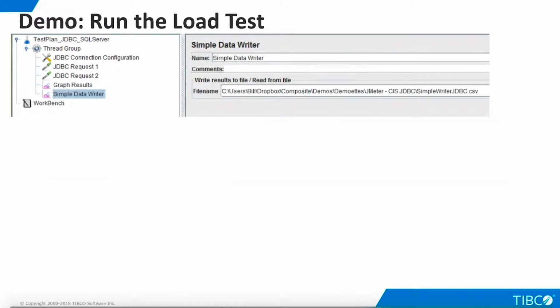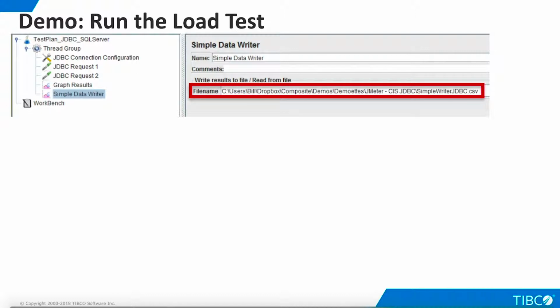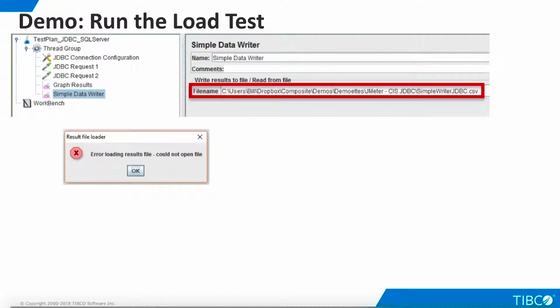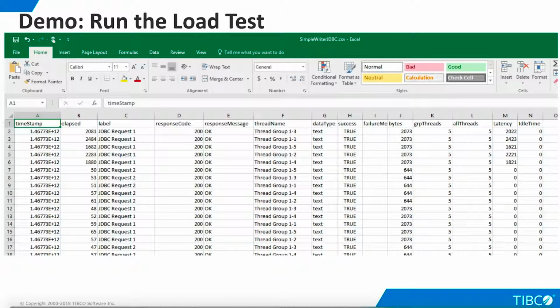The Simple Data Writer is a good listener for an actual load test because it is not resource intensive. You can use the Browse button to define a CSV file to hold the test results. This error message simply means that the file does not already exist. Don't worry, JMeter will create it when you run the test. Run the test and then open the CSV file you defined. We can see that the tasks were successful, and we can learn about the timings.